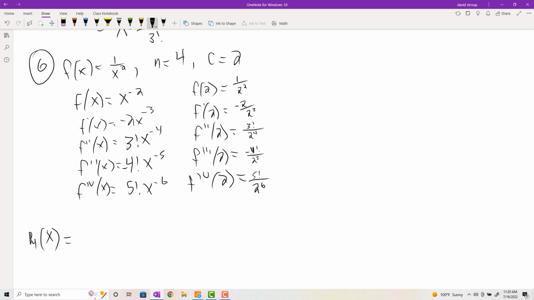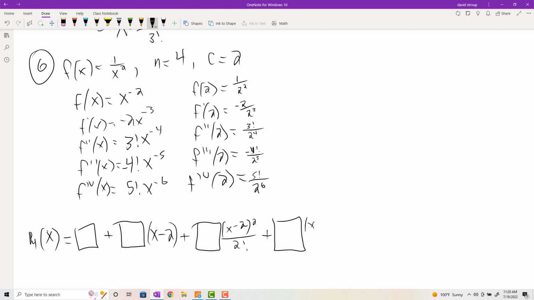Okay, so what is this thing? Box plus box x plus, whoops. In these cases, if you have a Taylor series, you have to shift all the x's over by the center. So if the center is 2, you have to write x minus 2. If the center is negative 2, you'd have to write x minus negative 2, or x plus 2. Okay, so then x minus 2 squared all over 2 factorial plus blank times x minus 2 cubed all over 3 factorial plus blank x minus 2 to the 4th all over 4 factorial, and then just copy and paste.